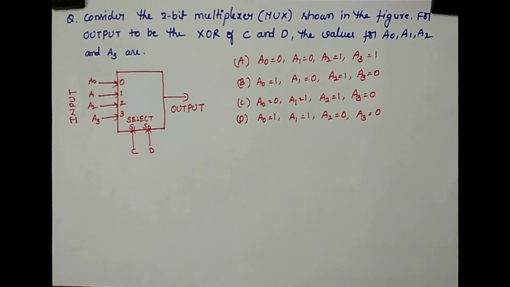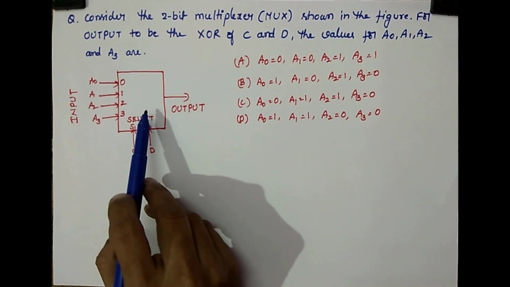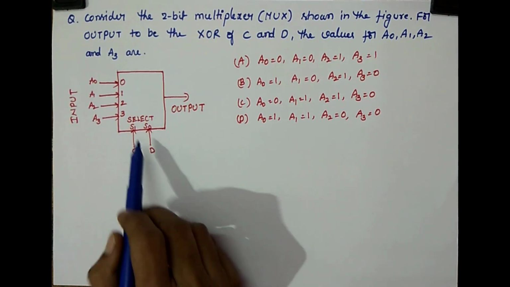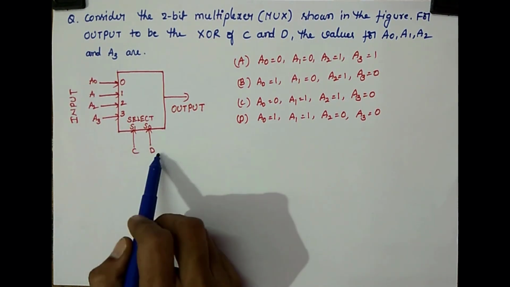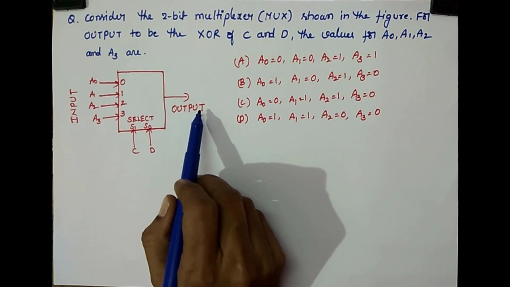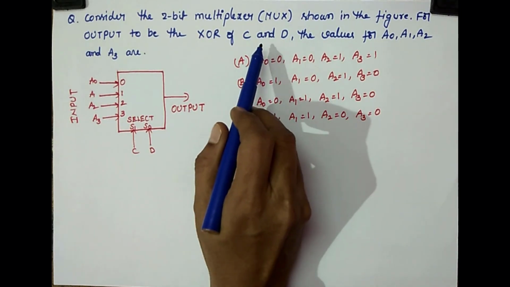GATE question: consider the 2-bit multiplexer shown in the figure. For output to be the XOR of C and D, the values for A0, A1, A2 and A3 are. So this is the given question. Inputs are A0, A1, A2, A3 and select inputs are C and D, and you have to get output that is equal to XOR of C and D.